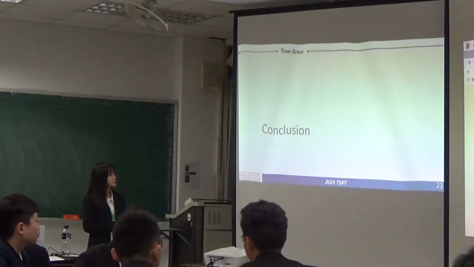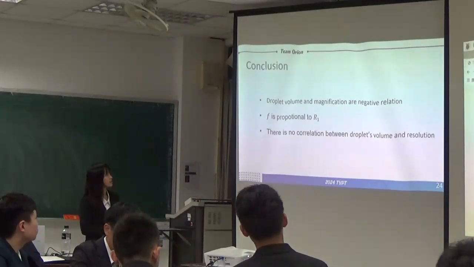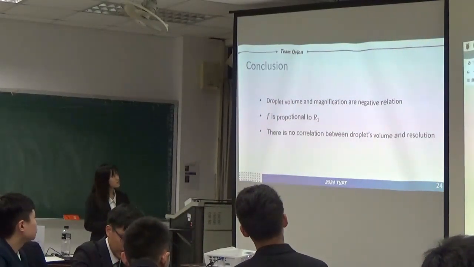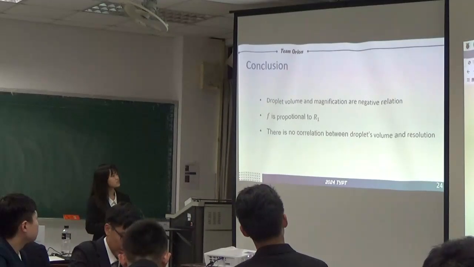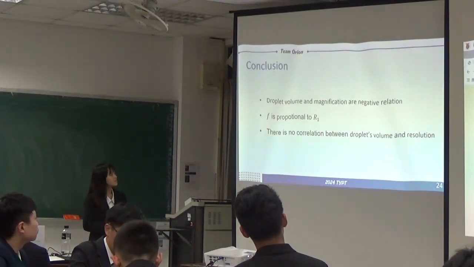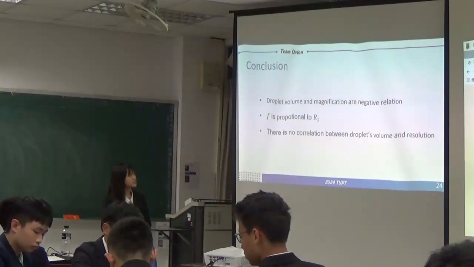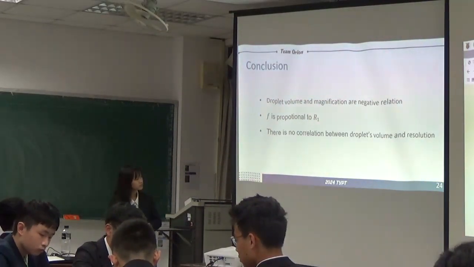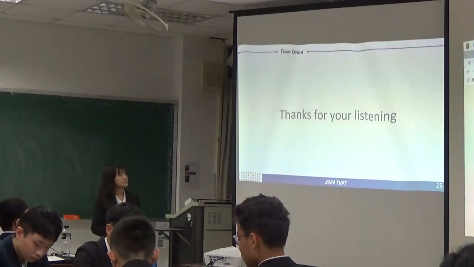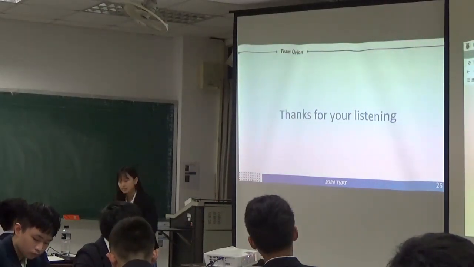So we will get to the conclusion. Firstly, the droplet volume and magnification have a negative relation. Then F is proportional to R1. Third, there is no correlation between droplet volume and the resolution. So this is my presentation. Thank you for listening.